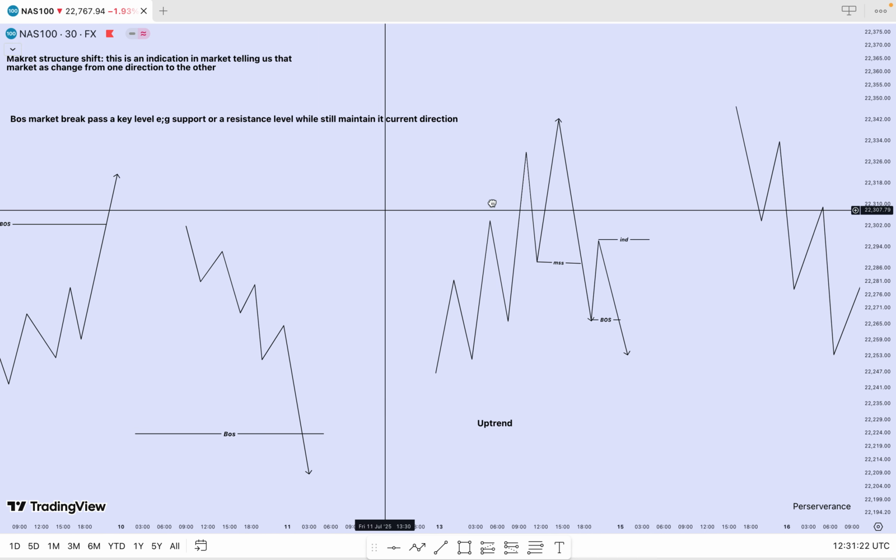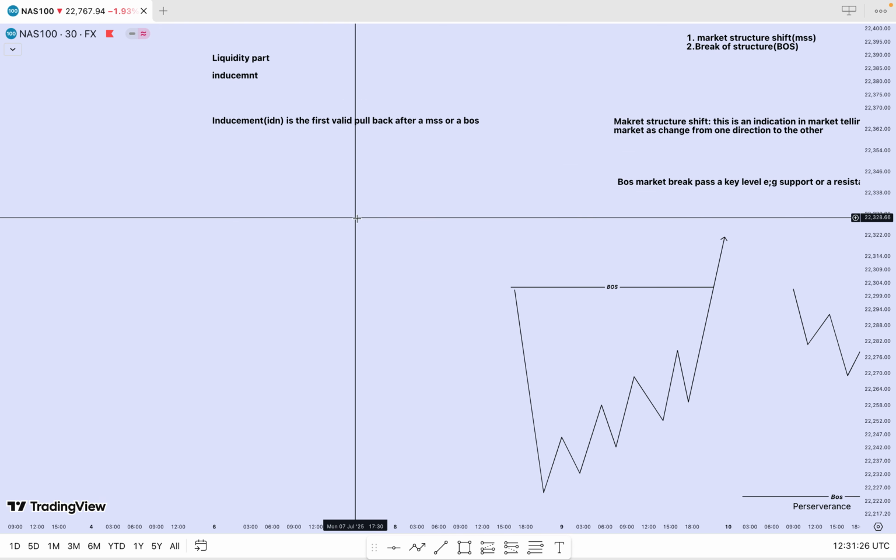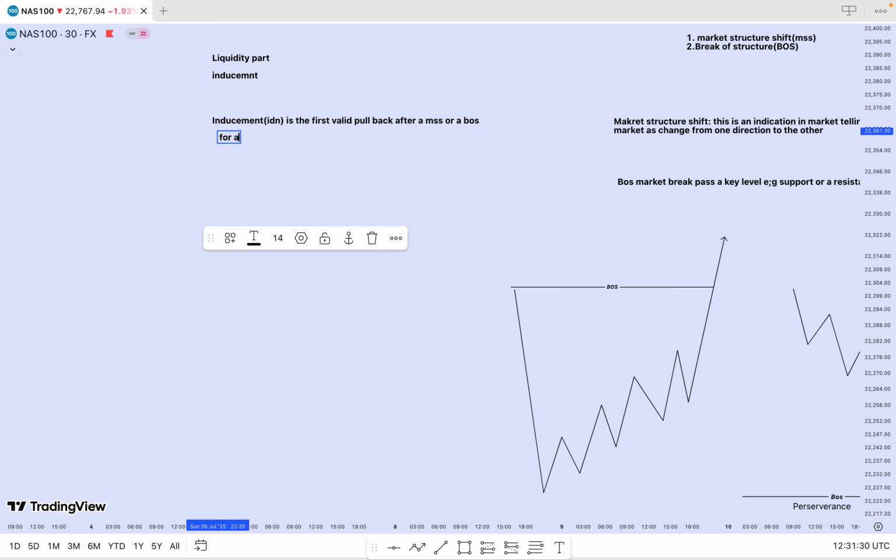So take note of that. I think I should put it down here. For an inducement to be valid, it has to create another break of structure, or cover at least 50% of the first, of the recent, of the previous point.